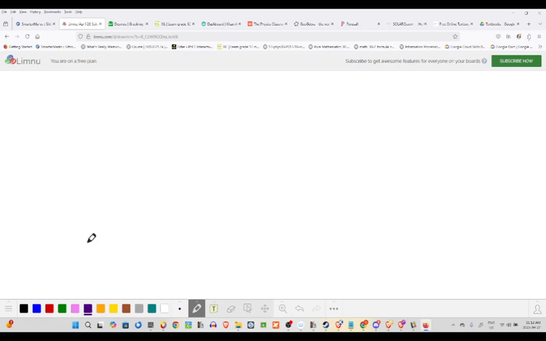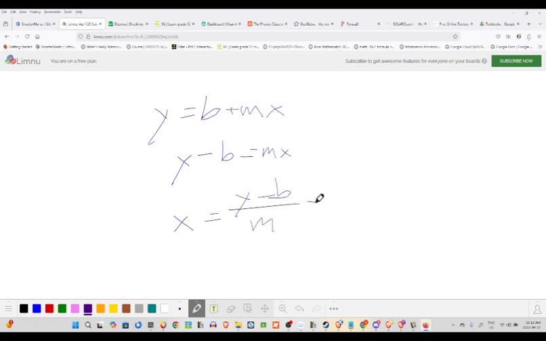So here, they really gave us y equals b plus mx. To solve for x, y minus b equals mx. x itself is y minus b over m.